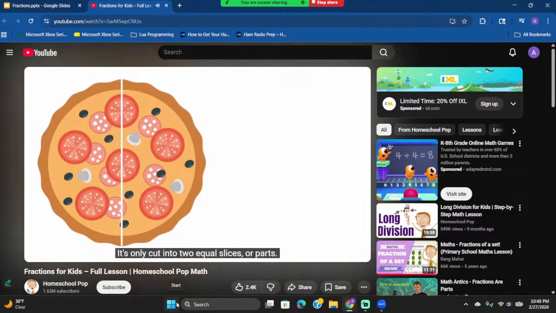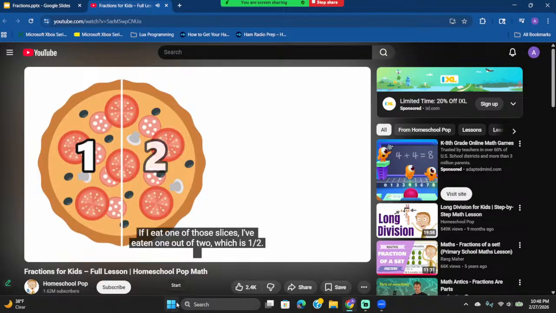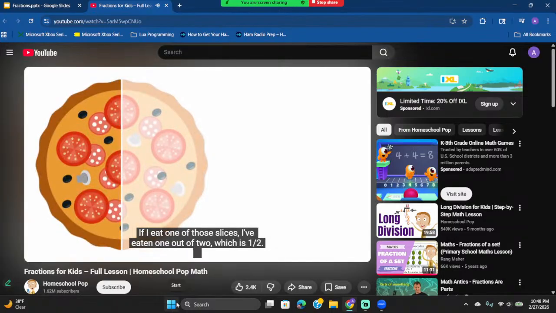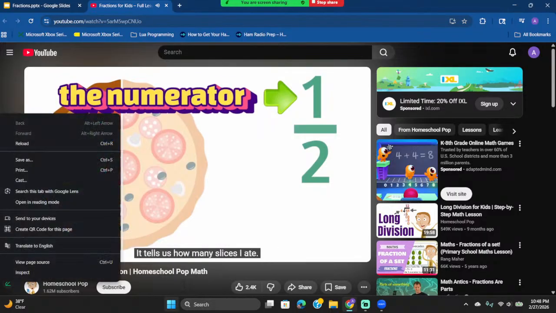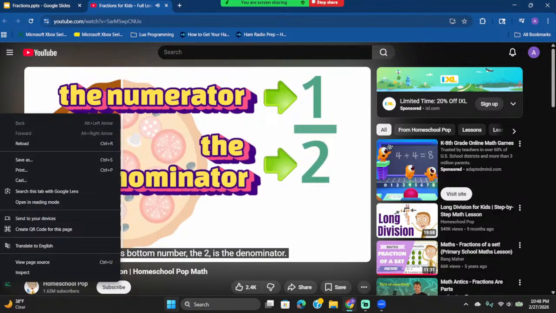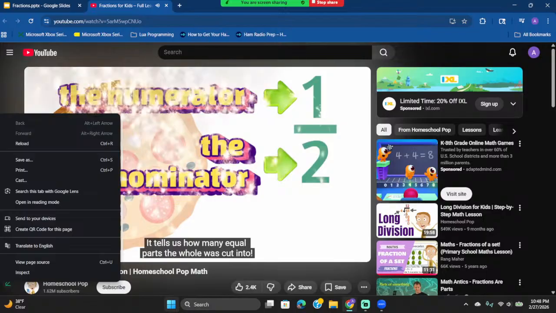It's only cut into 2 equal slices or parts. If I eat one of those slices, I've eaten 1 out of 2, which is 1/2. This top number, the 1, is the numerator. It tells us how many slices I ate. This bottom number, the 2, is the denominator. It tells us how many equal parts the whole was cut into.